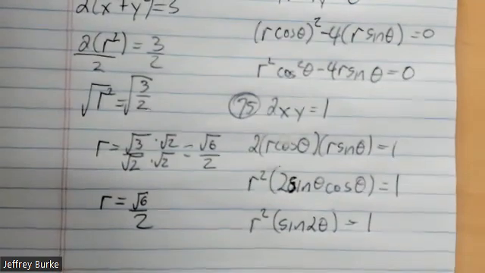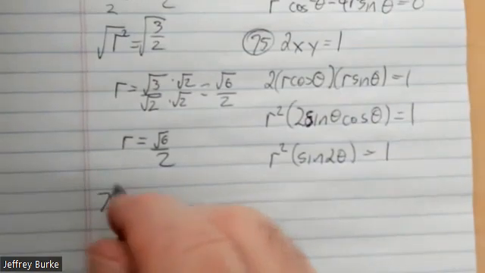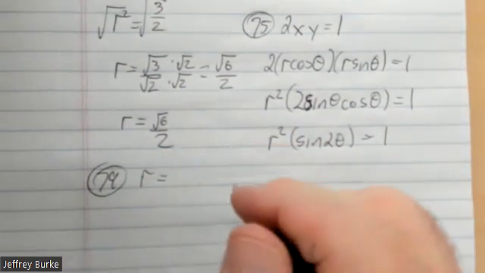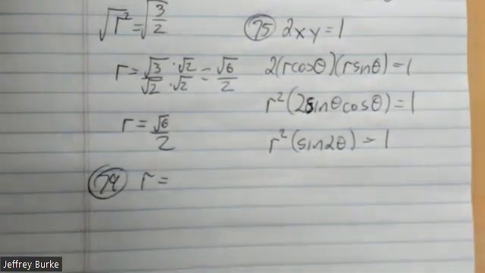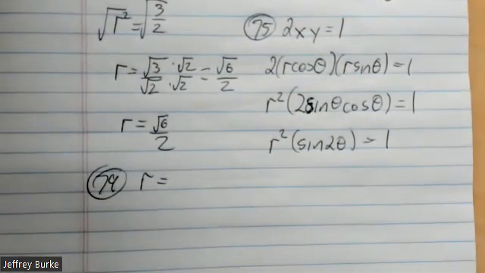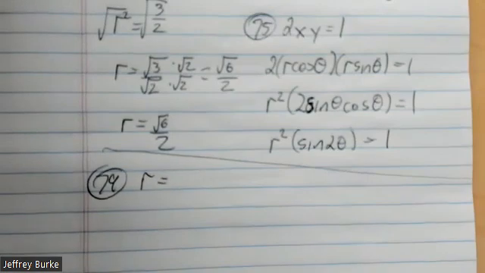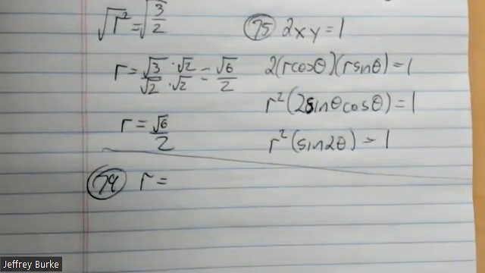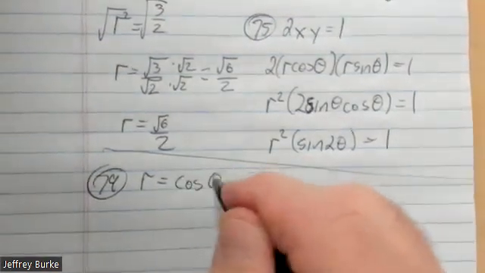Let's see. 79. Yeah, this is a little tricky one. 79 is actually where we start going from polar to rectangular. So here we're given r is equal to cosine theta.